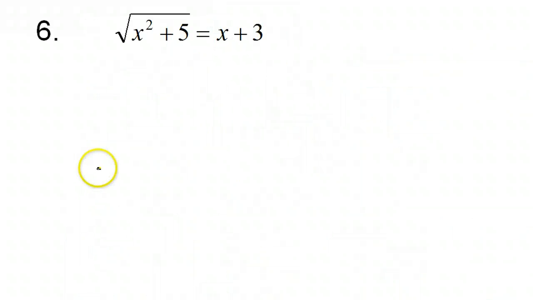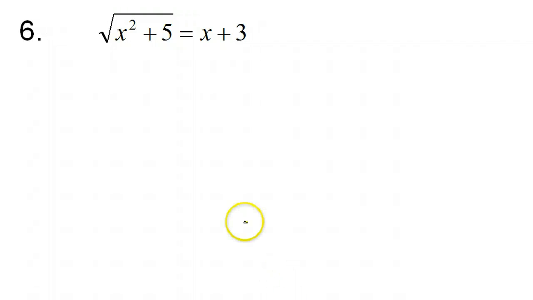Alright, number 6 will be the last problem on this video. So again, stop the video and try to do problem number 6 by yourself first, and then hit play and see how you did. Alright, this radical is already by itself. So as we've done before, we should go ahead and square both sides. That will make this radical go away. So that's going to give us x squared plus 5.